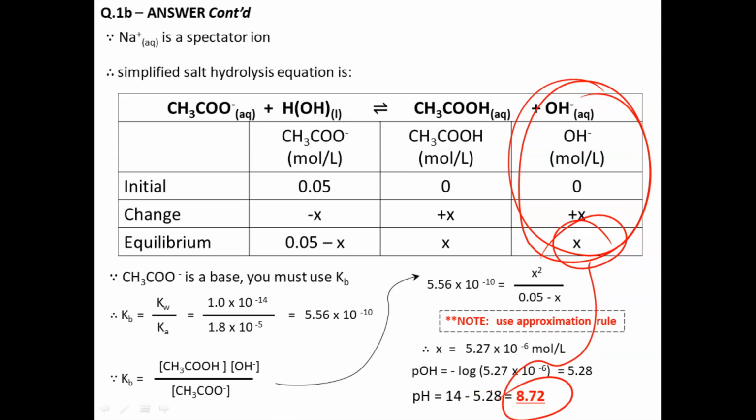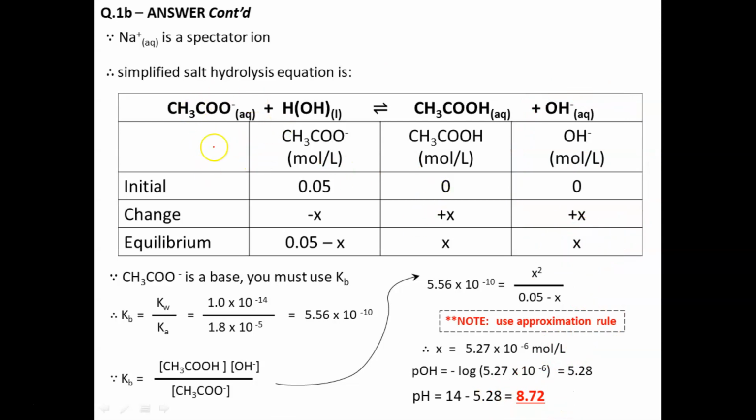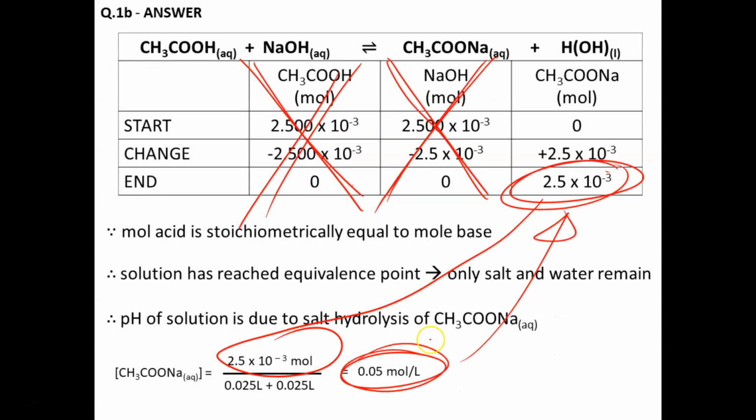So I'm going to set up an ICE chart to see how well the acetate ion will undergo salt hydrolysis, reacting with the water to release acetic acid and also the hydroxide ion. Initially, we calculate 0.05 moles per liter of acetate ions floating around. So that was from the previous slide over here.